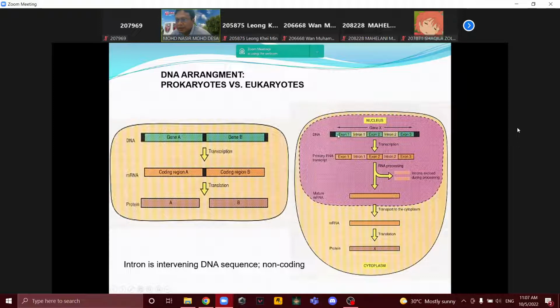Okay, it's not continuous. There are some interruptions, somehow like short fragments. If you take a long piece of DNA that is supposed to encode certain functions, along the sequence there are interrupting sequences. We call them introns. Okay, introns. So these introns will have to be removed.